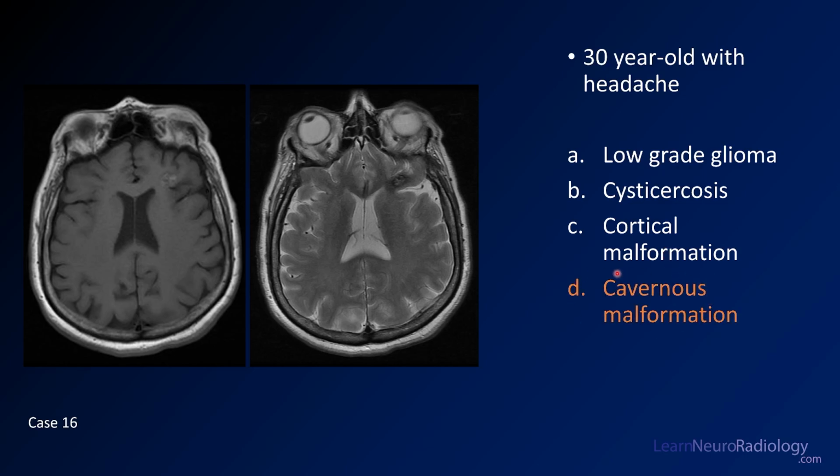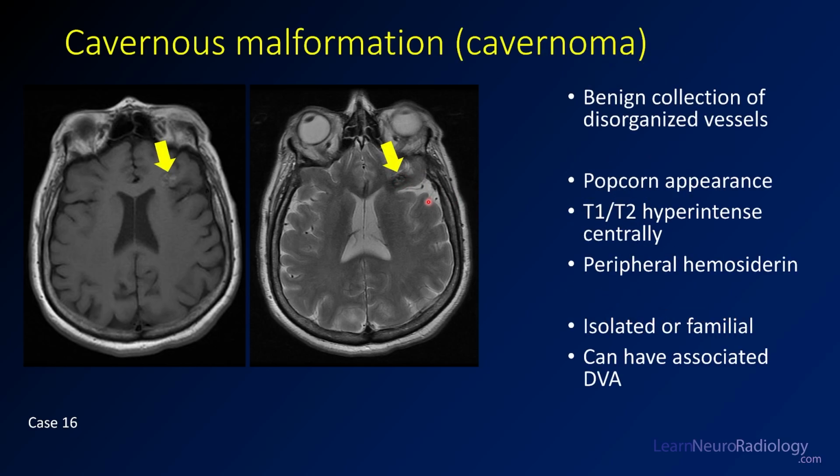So this is a case of cavernous malformation. If you look in the inferior frontal lobe in the white matter here, there's a lesion which is faintly T1 hyperintense to both the adjacent white matter and gray matter. On T2, what you have is a rim of siderosis with central T2 hyperintensity. This is a sort of classic appearance for cavernous malformation. What you'll see is there's no edema around this, not much mass effect.